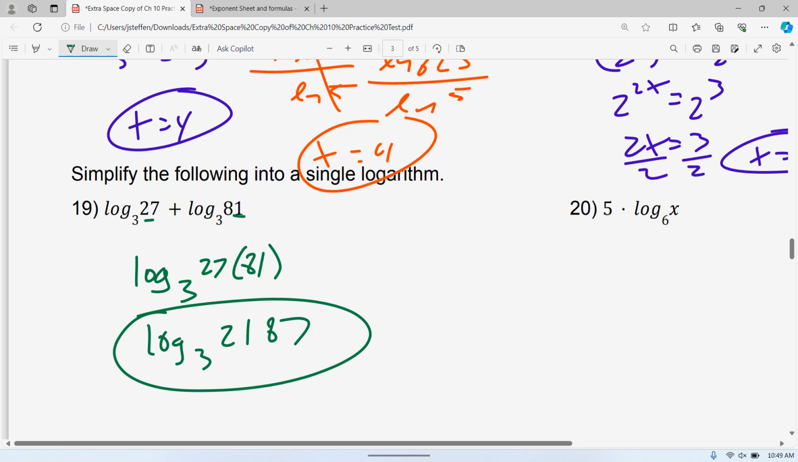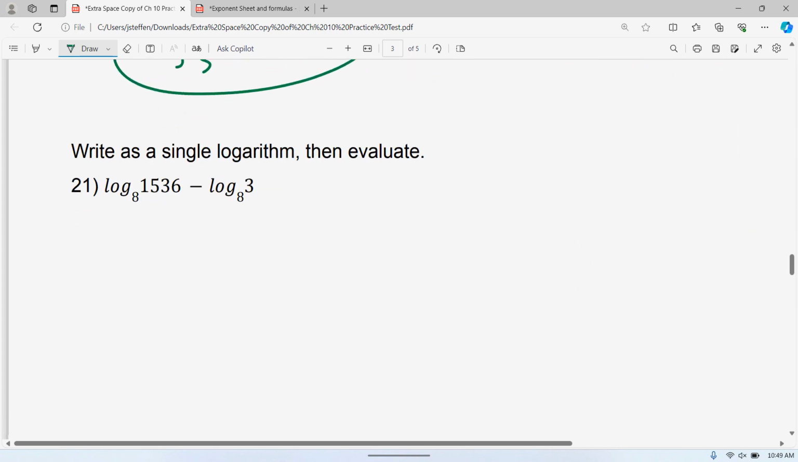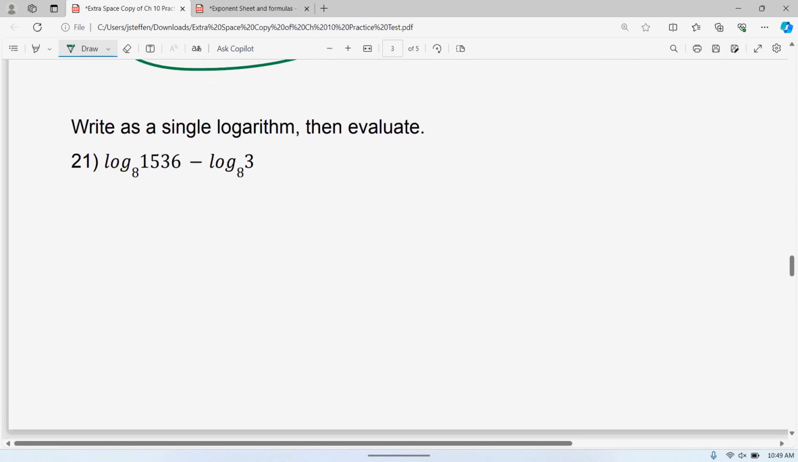This one, take that 5 and put it up as your exponent. So we have log base 6 of x to the 5th. Not a lot of simplifying you can do after that. We were talking about earlier, the other ones we just solved, but this one we don't want to evaluate at the end. So if it is subtraction, it's division.